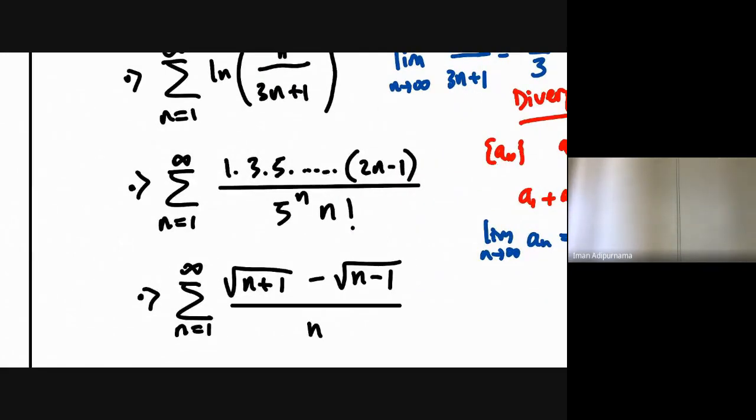you have multiplications with the odd number, right? Divided by 5 with power of n and n factorial. Every time you see factorial, just multiply. The first thing you can come up with is the ratio test. Okay? Definitely the ratio test.